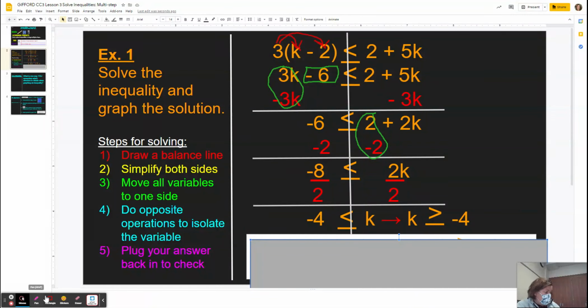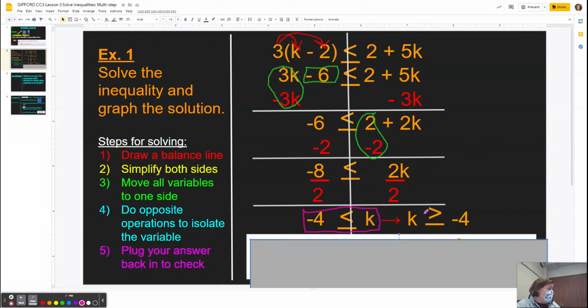Now, one thing that you notice is this is the first time we've seen it where the variable is on the right-hand side for our solution. What I would highly suggest is that if that happens, I would literally take that whole inequality and flip the entire thing over so that the variable is on the left-hand side. Why is that? Because this is how we typically read them. K is greater than or equal to -4. We don't usually say -4 is less than or equal to k, right?